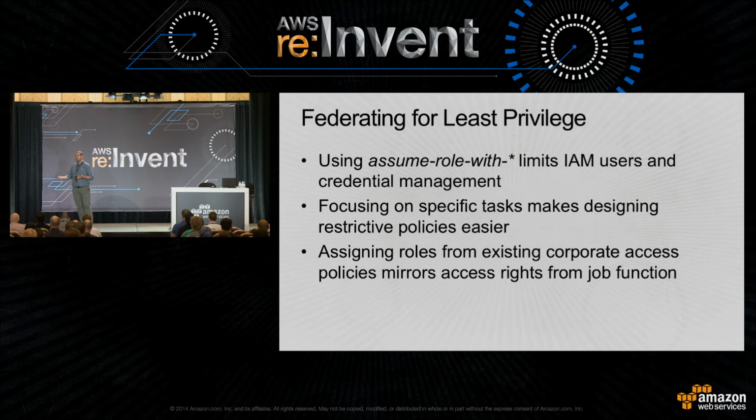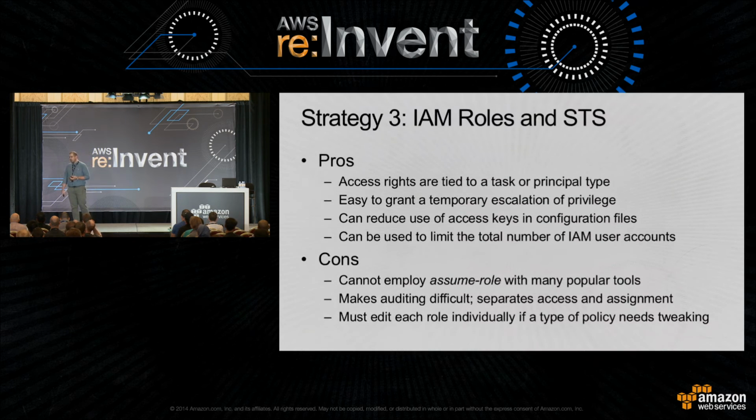So it's great, because if you already have a complex LDAP topology where people are in the groups associated with the functions they have at work, then as they move around in that LDAP, they gain and lose access appropriately. So access rights are tied to a task or principal in this kind of model. And it's really easy to grant temporary escalation of privilege, because you can take any user and assign them a policy that says, for the next week, they are allowed to assume this role that they normally wouldn't be able to have.